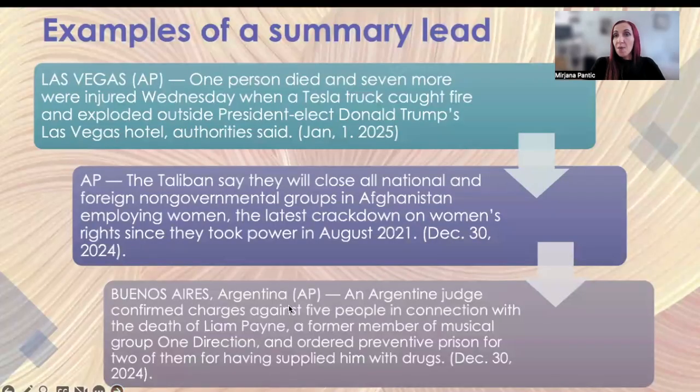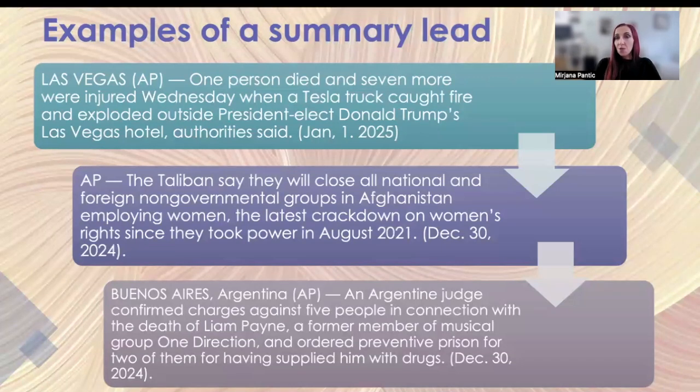I want to show you some examples of the summary lead. So summary lead basically summarizes an event. It tells us what happened, when it happened, where it happened, how it happened, and why it happened. So let's take a look at the first example that I have on the list, because I think that just to provide you some examples will help you understand what the lead of the story is about. This story was from Las Vegas, and it happened on January 1st, 2025.